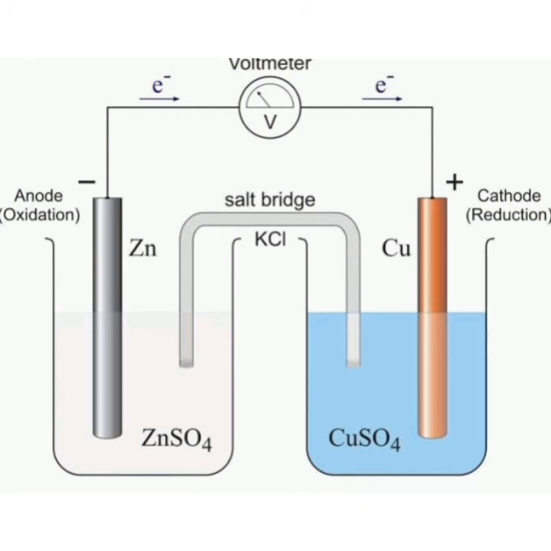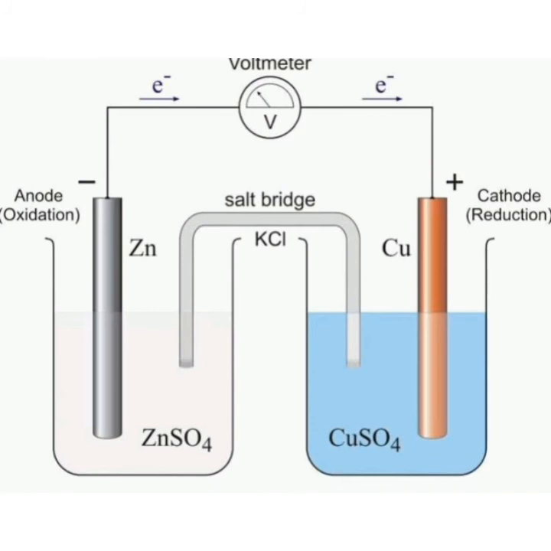In the figure we can see the zinc rod is dipped in the zinc sulfate solution and the copper rod is dipped in the copper sulfate solution. The two rods are connected by a wire through the voltmeter. The two solutions are connected by a salt bridge. Then the electric current flows through the electric circuit.